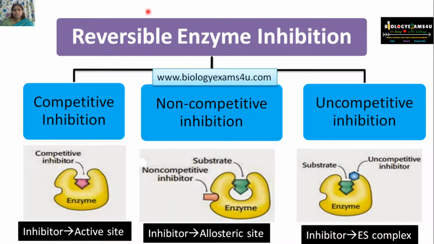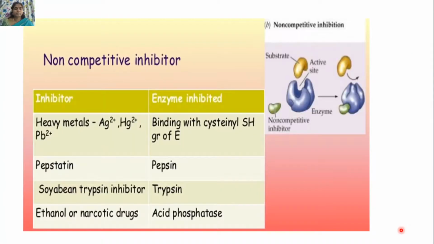As I already explained, in competitive inhibition the inhibitor competes with the substrate. Here the competition exists between substrate and inhibitor. In non-competitive inhibition, the inhibitor binds at another site, the allosteric site, so there is no competition. In uncompetitive inhibition, the inhibitor can bind only to the ES complex. I have just given this information.